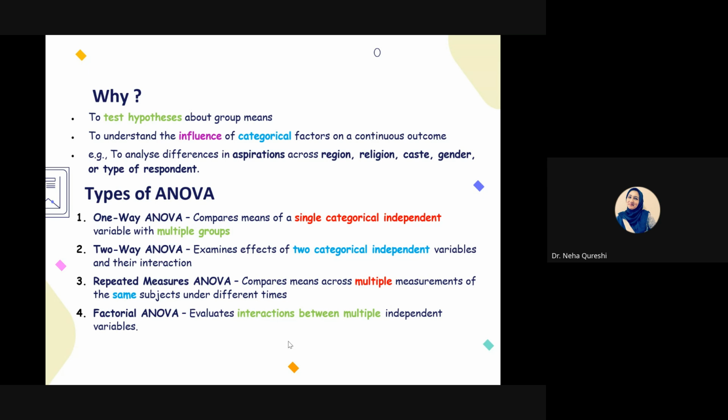So when we talk about one-way ANOVA, two-way ANOVA, what is changing is your categorical variables, or your independent variables. Your dependent variable is one only, but the number of independent variables changes. When you have one dependent variable and one independent variable with multiple categories, it is a one-way ANOVA. When you have two categorical independent variables and their interaction that you want to study, that is a two-way ANOVA. Repeated measure ANOVA is used when you want to compare multiple measurements of the same subjects at different times. And factorial ANOVA evaluates the interaction between multiple independent variables.